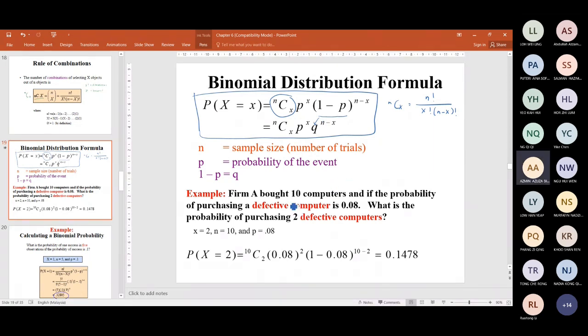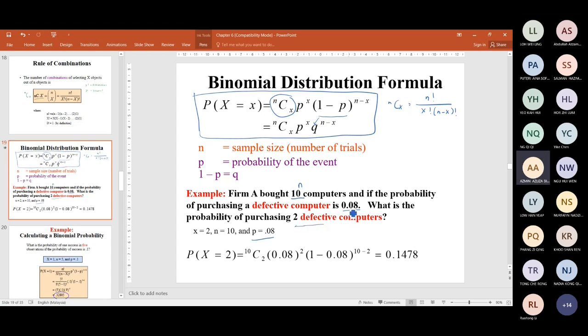Okay, for example, firm A bought 10 computers, and if the probability of purchasing a defective computer is 0.8, what is the probability of purchasing 2 defective computers? If firm A bought 10 computers, that is your number of trials. We have n here. Now, the probability of purchasing a defective computer is 0.8. That is the probability. The probability is 0.8 here.